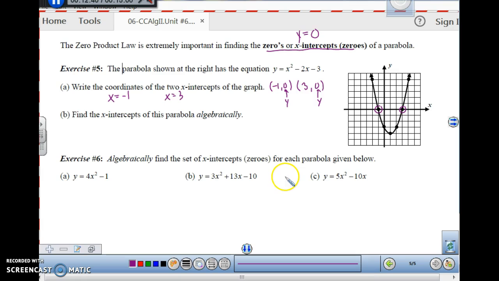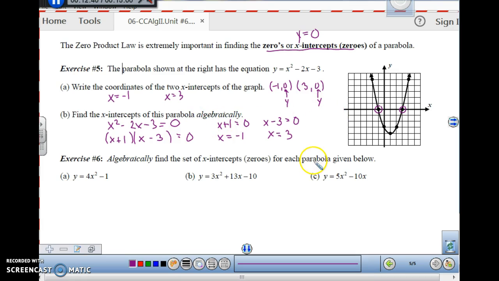Now, algebraically, let's make sure that this works. Find the x-intercepts of this parabola algebraically. Since y is equal to 0, we take the original equation, x squared minus 2x minus 3, and set it equal to 0. Factor. x and x. -3 means plus and minus 3 and 1. To get it to be -2, it would have to be -3 and plus 1. Set each factor equal to 0, and we get x plus 1 equals 0, so x equals -1, x minus 3 is equal to 0, and we get x is equal to 3. And you can see -1, -1, 3, 3. We did it algebraically, and we did it graphically.